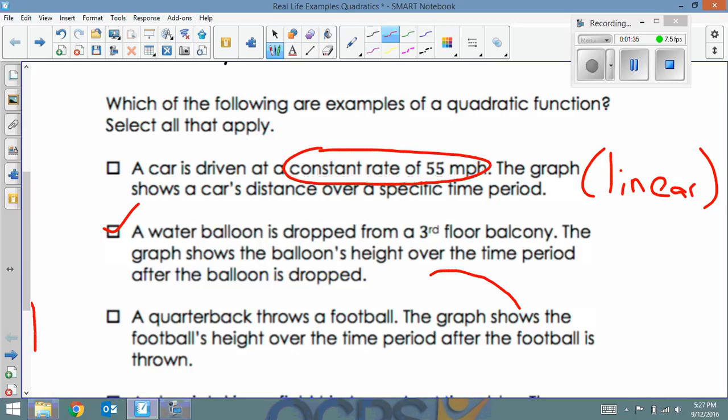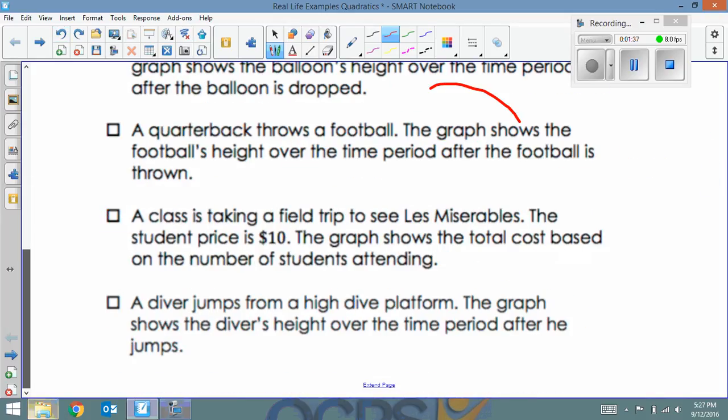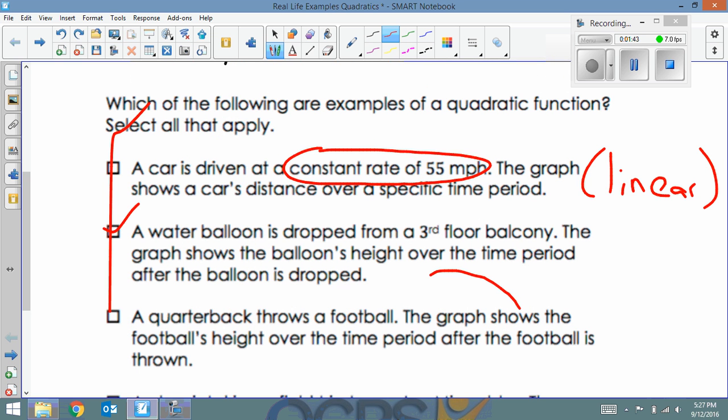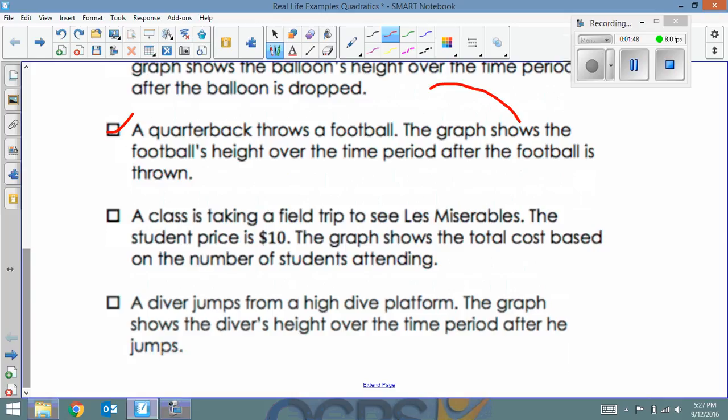A quarterback throws a football. The graph shows the football's height over time. That is a quadratic function. Sorry about that. That is a quadratic function. Think about when you have a quarterback here, he throws a football, it's going to make an arcing motion like that.